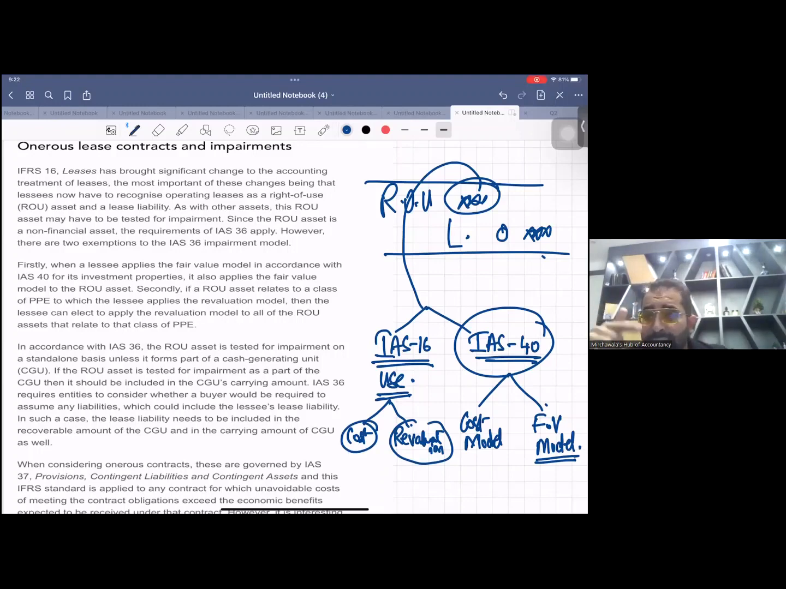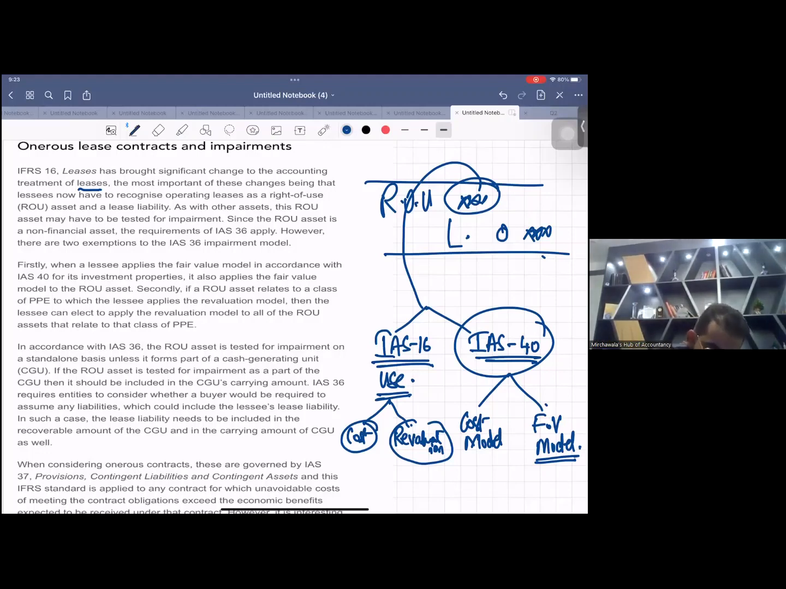Now let me read the article, from the first paragraph. IFRS 16 Leases has brought significant change to the accounting treatment of leases. The most important of these changes is that leases now have recognition. Lessees now have to recognize operating leases as a right of use asset. In the past many leases were operating leases, but now the majority are finance leases.